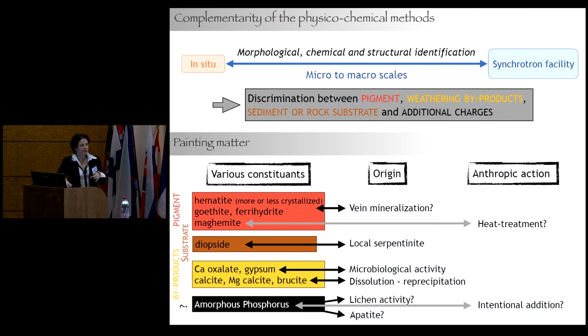We need to go and understand more about this amorphous phosphorus and understand if it's due to lichen activity, to the presence of apatite, and if it's coming from an additional intentional addition.